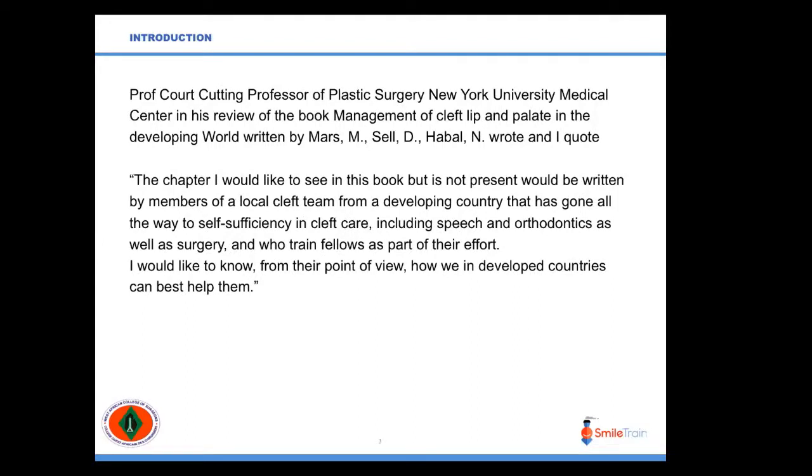Professor Kurt Cotting, the professor of plastic surgery from New York University, in his review of the book Management of Cleft and Palate in the Developing World, written by Mars, Ems, Seldi, and Havar, wrote, and I quote, "The chapter I would like to see in this book, but is not present, will be written by members of a local cleft team from a developing country that has gone all the way to sufficiency in cleft care, including speech and orthodontics, as well as surgery, and who train fellows as part of their efforts. I would like to know from their point of view how we in developing country can best help them." End of quote.